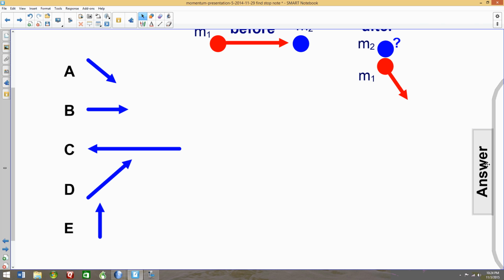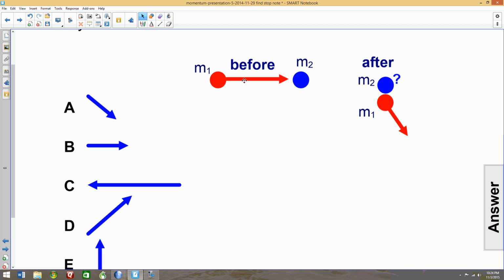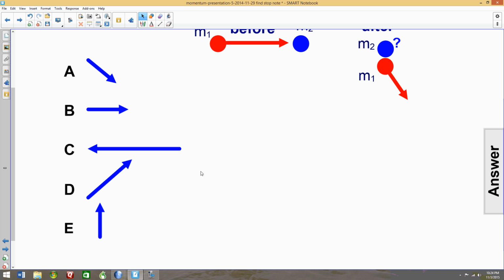And remember, that's because the y piece has to add up to 0. So this piece here has to add to a piece this way. This piece here is only about half of this line, and therefore has half this way. If you add those two together, you're going to get D as your answer.